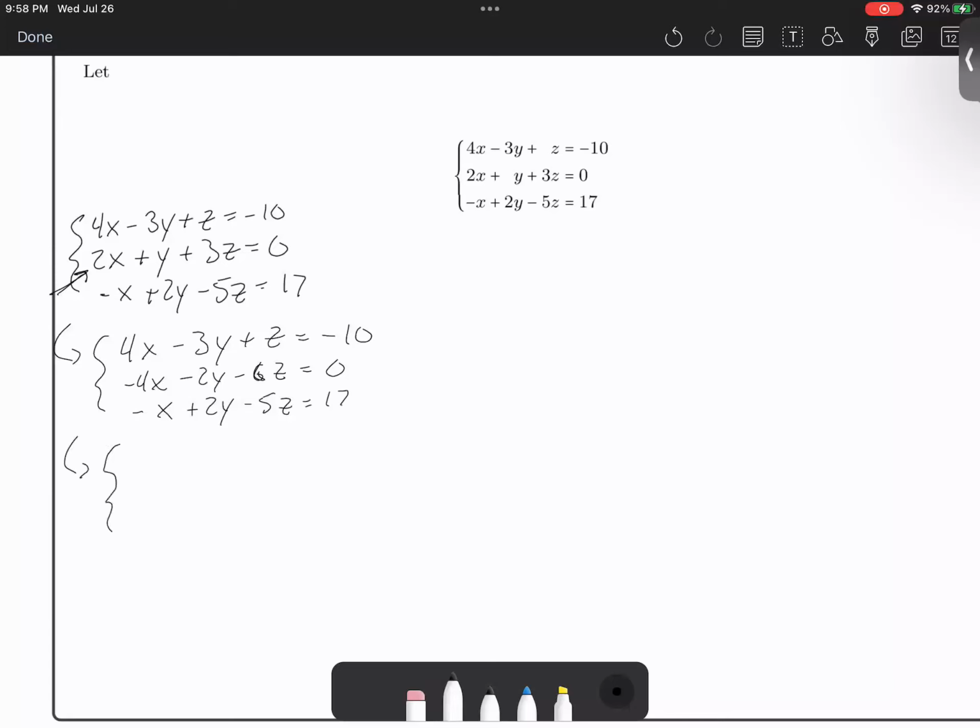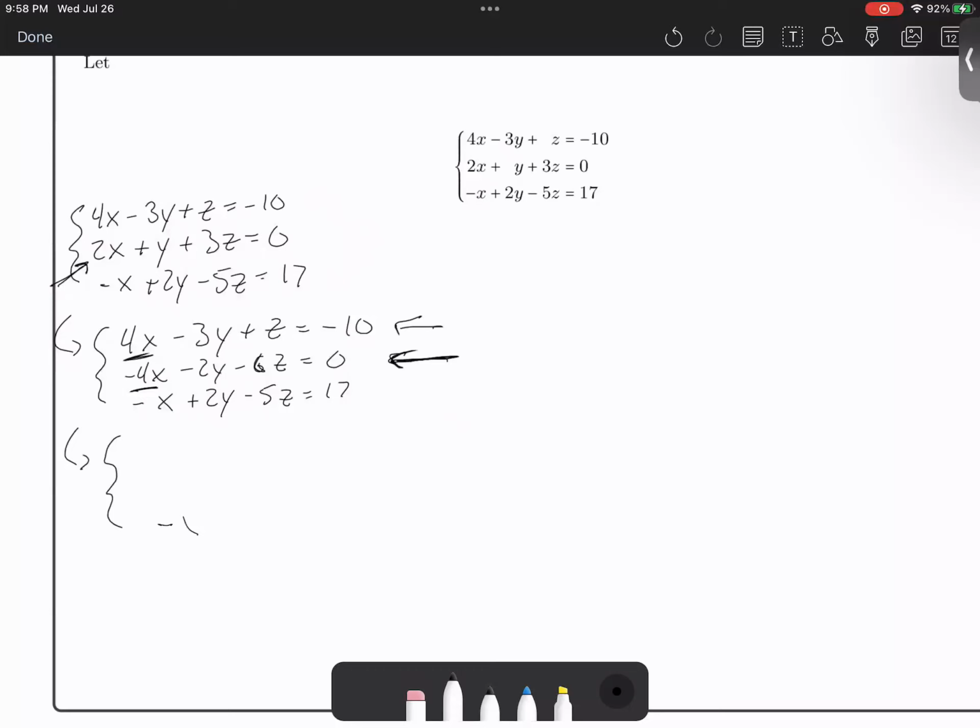All right, now the reason I did that is because now I can add my first equation to my second equation, and that 4x and that minus 4x will cancel my x's. I am then going to replace that second equation with the result. So let's not touch our third equation. And when I add the first to the second, I have 0 x's now. I have minus 5y, and I have minus 5z is equal to minus 10. Right, I'm just adding first to second and putting it right there.